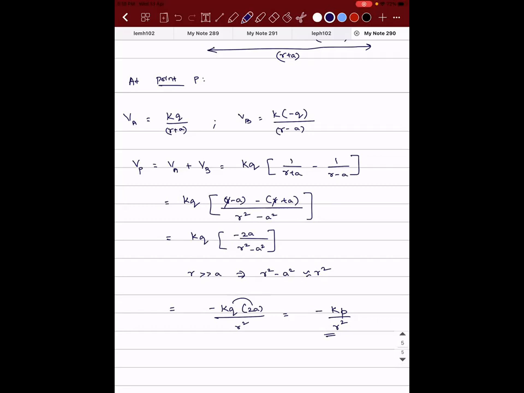So it is the potential due to the charge A plus the potential due to charge B, because that is a total potential. It is not potential difference.